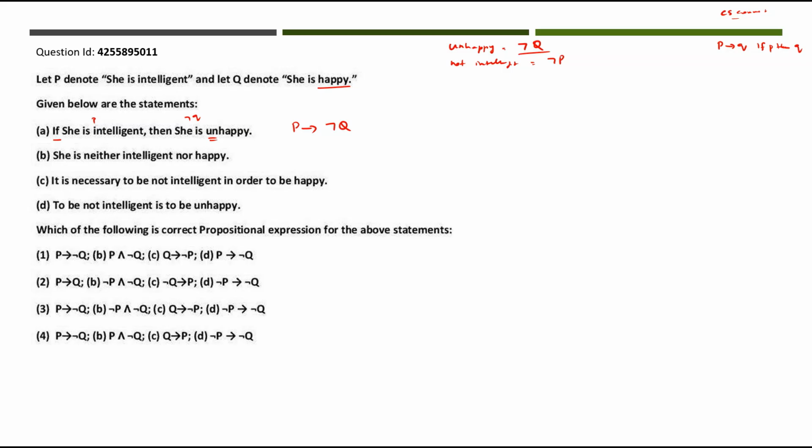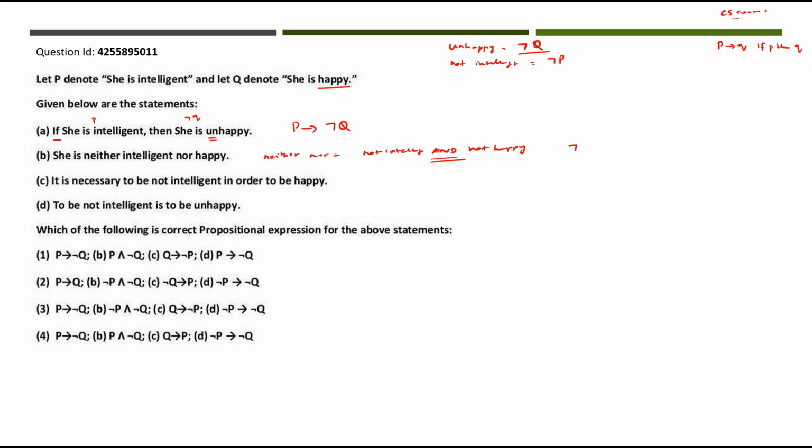We'll go for the next statement. She is neither intelligent nor happy. What is the meaning of neither nor? Neither nor means not intelligent and not happy. When both the nots are combined by the and operator, at that time we will use neither nor. This explanation is also given in that CS Connect series video.